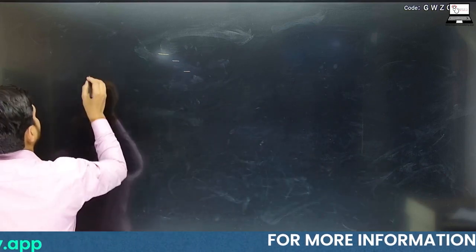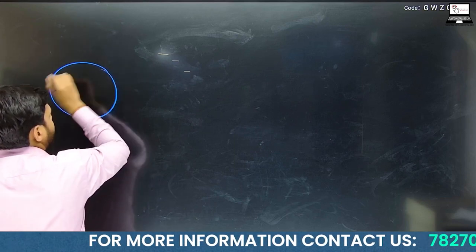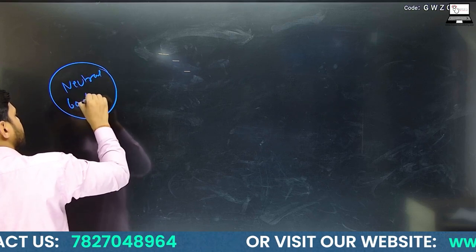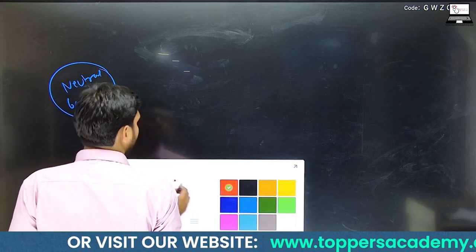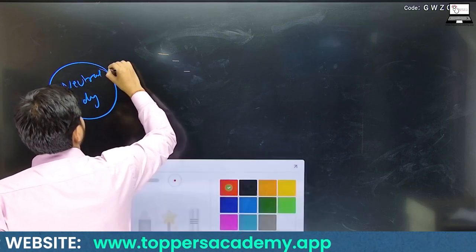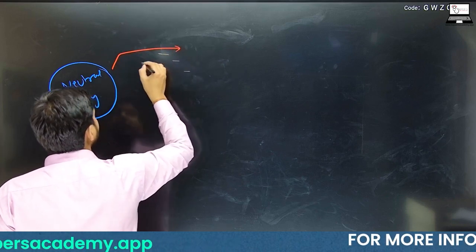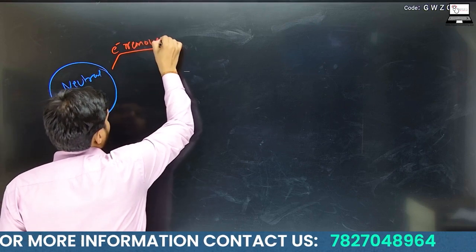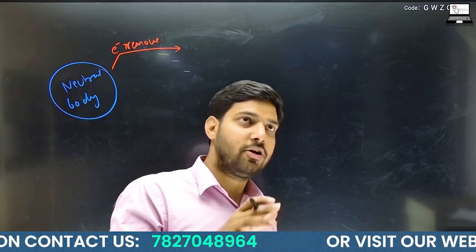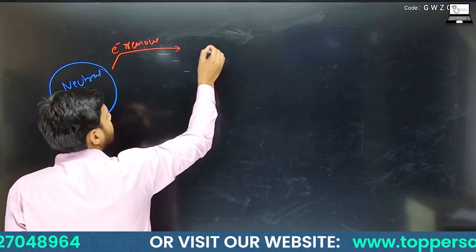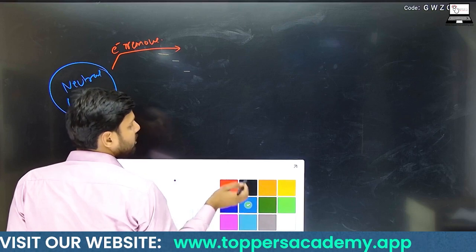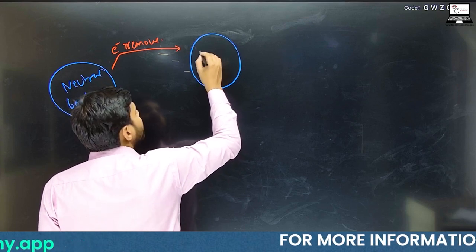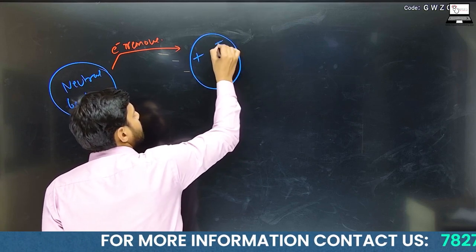So, let us assume this is a body. Let us say this is a neutral body. In this neutral body, if we just remove an electron from this body, then we will be having a body which is positively charged.